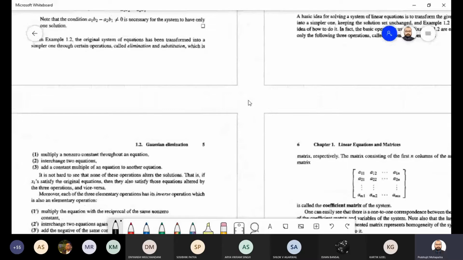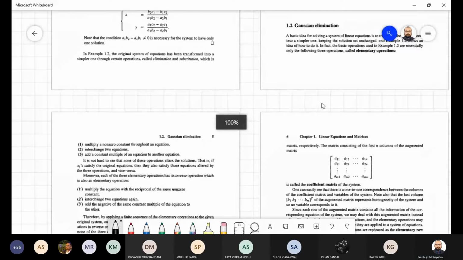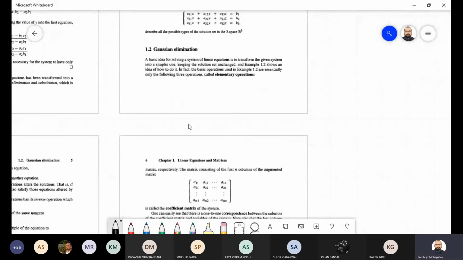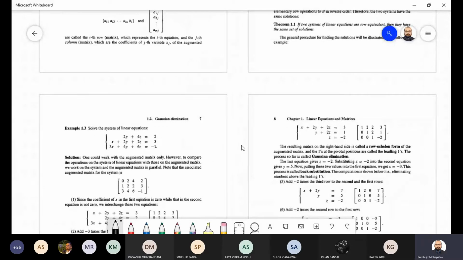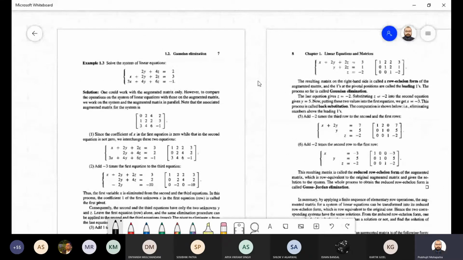Okay, the basic idea in solving linear equations: how we used to solve linear equations. Let me show you one example first, and from there I will come to the concept. For example, we have these three equations. This is one system of equations. What is our target? Our target is to find the x, y, z values. These three are unknowns. So how did we used to solve?